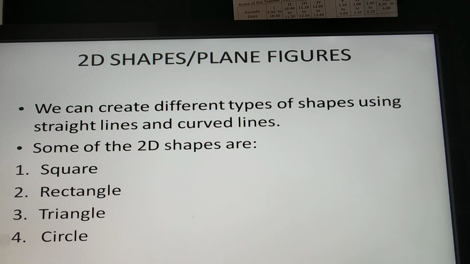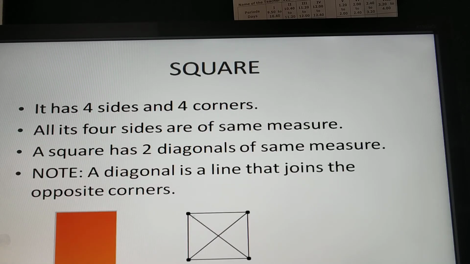Now we are going to discuss some of the 2D shapes. First is square, second is rectangle, third is triangle, and fourth is circle. One by one we are going to discuss these shapes. Firstly, we are going to discuss the square. I hope children you have seen a square in your house. You can see the switchboard, it is in the shape of a square.